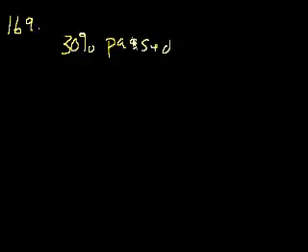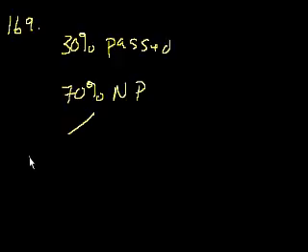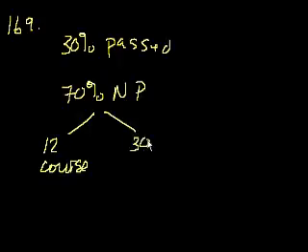169. 30% of the members of a swim team have passed the life-saving test. So 30% passed. Among the members who have not passed the test, 12 have taken the preparatory course. So this is the 70% not passed. They say that 12 have taken the course, and 30 have not taken the course.